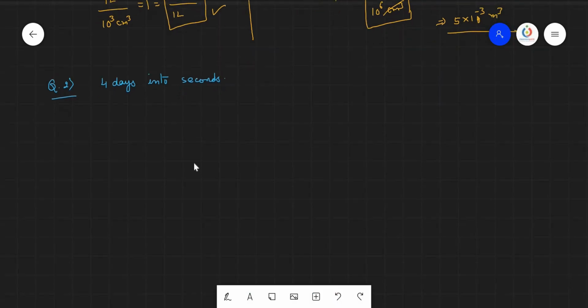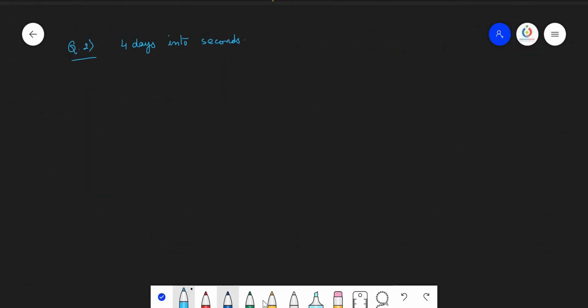So days are different and seconds are different. Now let's try to solve this. So we have to develop the relation first. Solution. First relation is 1 day equals to how many hours? 24 hours. And for this you develop the factor. What is the factor? 1 day divided by 24 hours equals to 1. Similarly, 24 hours divided by 1 day.